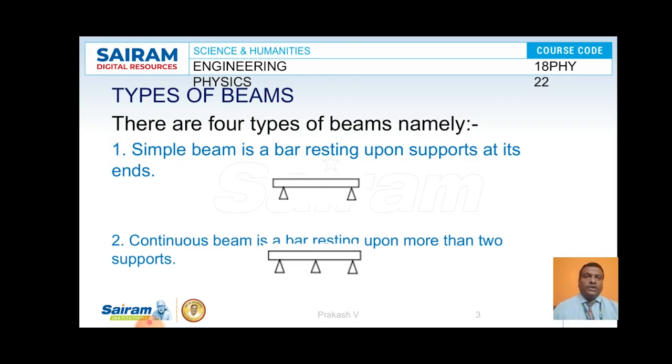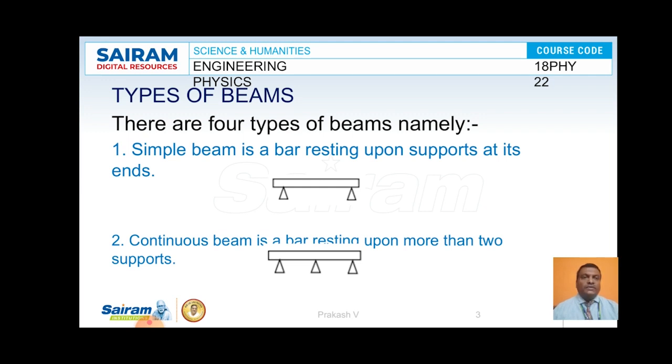Before going to the types of beams, a beam is nothing but a material which is uniform from one end to another end, whose length is very much greater when compared to the other two dimensions. If it is in the form of a rectangular bar or rectangular scale, similar to a wooden scale, its length is large when compared to its breadth and thickness, and it is uniform from one end to another end. If a beam is of circular cross section, then the length of the beam is large when compared to its diameter.